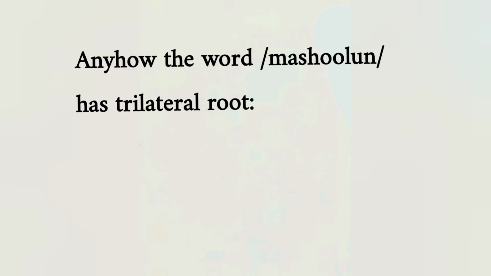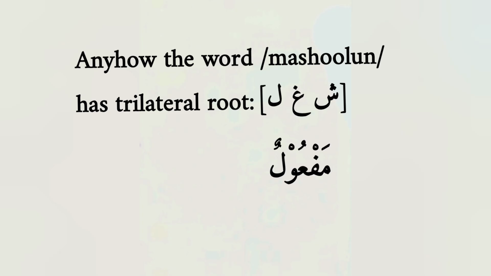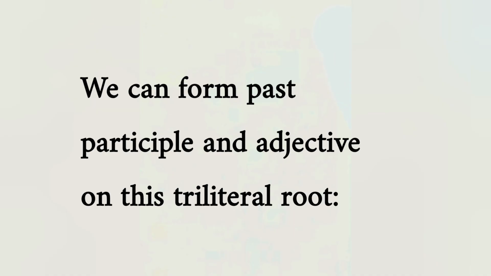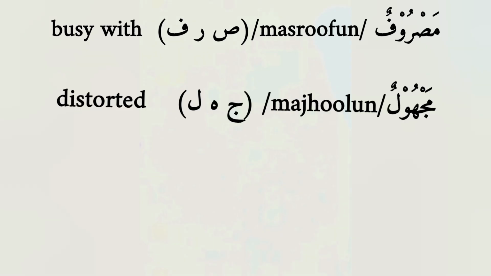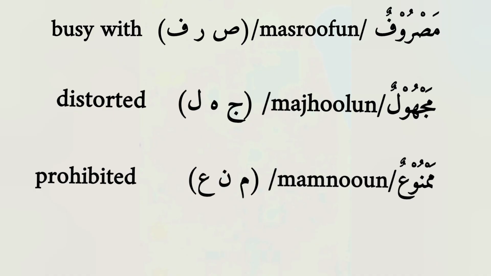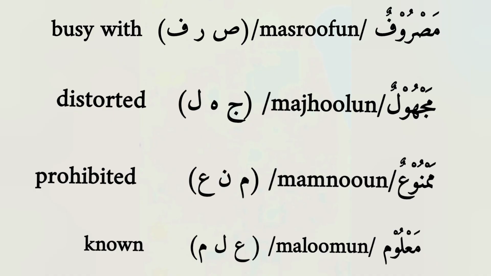Anyhow, the word مشغول has the trilateral root شين غين لام. On the pattern of مفعول it is formed and has become مشغول. Dear brothers, we can form past participle and adjective on this triliteral root: مصروف، مجهول، ممنوع، معلوم.